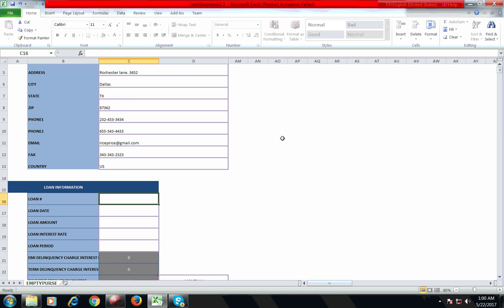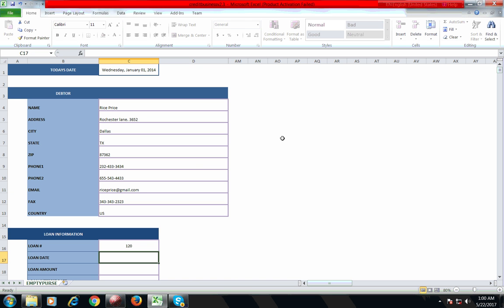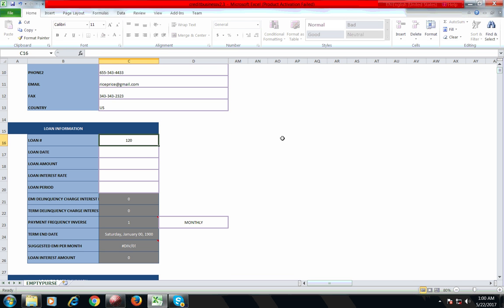We can give any unique number to the loan. So let's say we start from 120. Now ideally when you create this record, this loan date will be same as today's date. So in which case we are assuming today's date is January 1st, 2014. So let's assume the loan date is the same. The loan amount is 1 lakh and the interest is 24% and the loan period is for, let's say, 1 year.